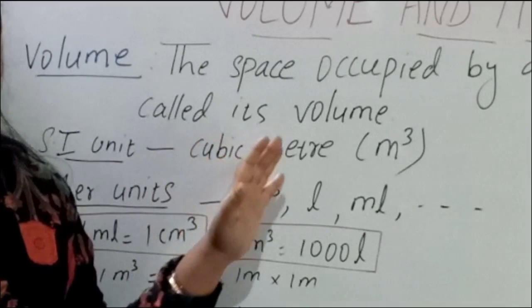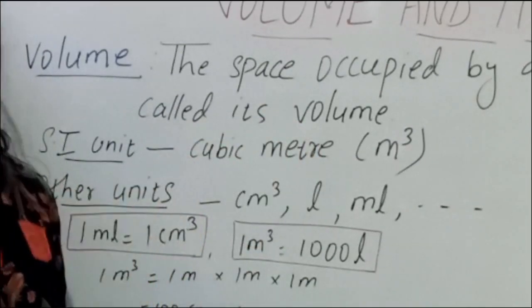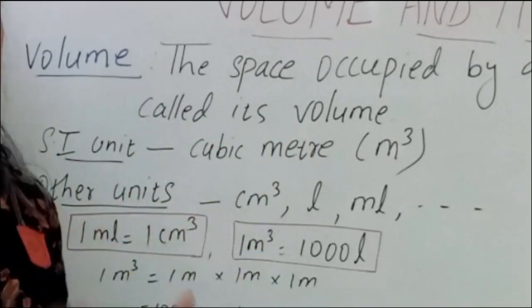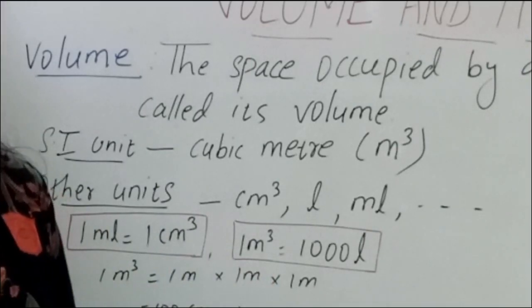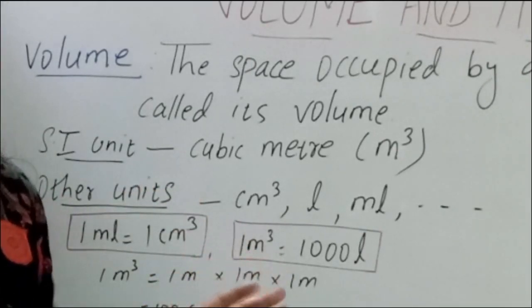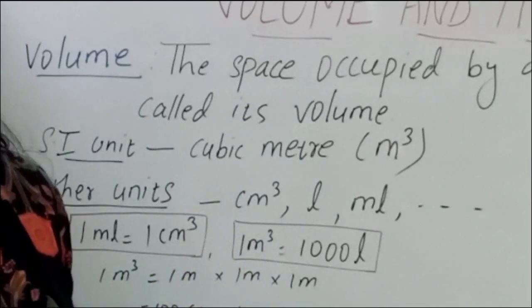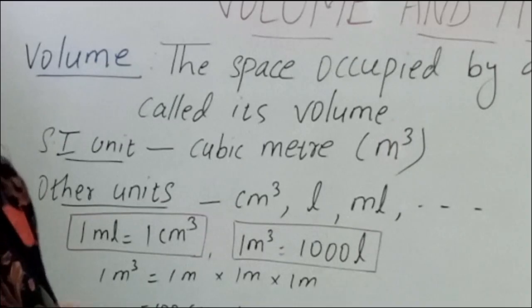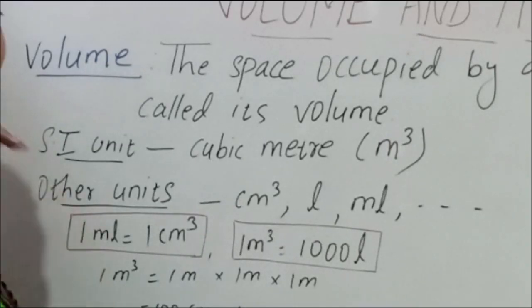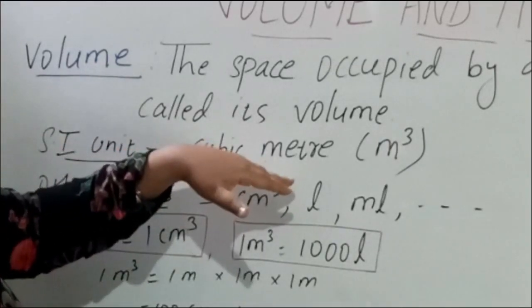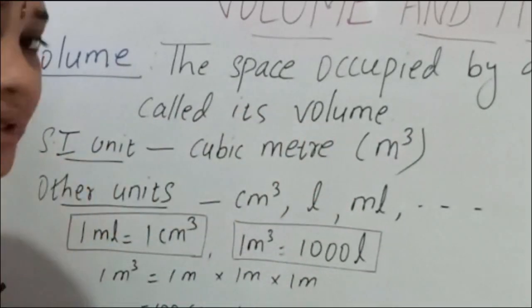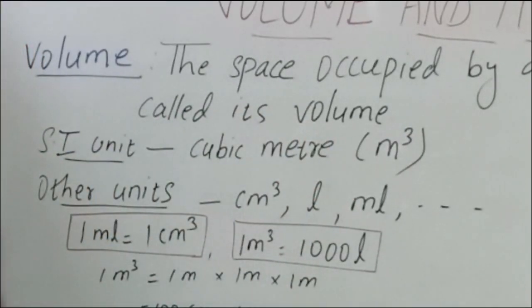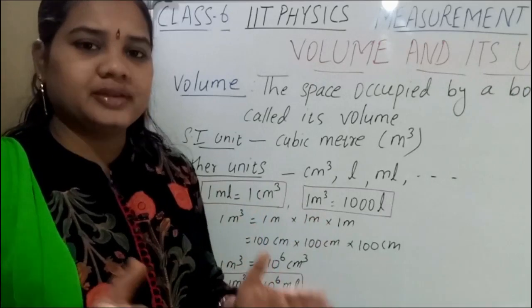SI unit of volume is cubic meter, because how to find volume? Length into breadth into height. There will be a general formula to find the volume, length into breadth into height. So length, breadth and height, all are lengths only. So meter into meter into meter, that is cubic meter. SI unit of volume is cubic meter. Other units are there, cubic centimeter, cubic millimeter, then liter, deciliter.